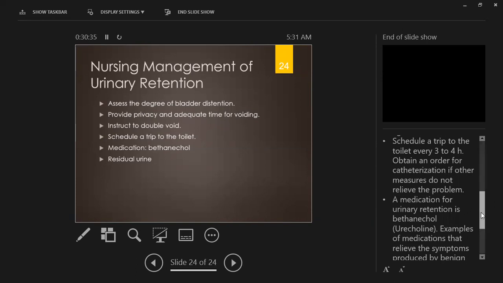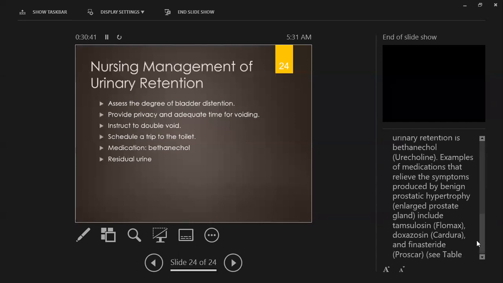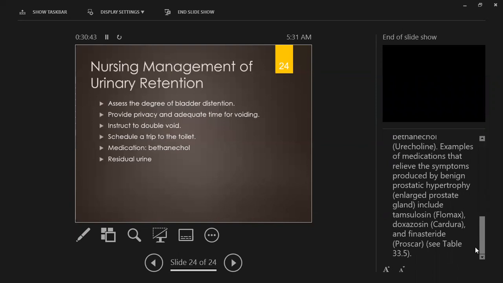A medication for urinary retention, we already talked about, bethanechol. Examples of medication that relieve symptoms produced by benign prostatic hypertrophy or enlarged prostate gland include Flomax, which is tamsulosin, or doxazosin, Cardura, or maybe even finasteride or Proscar. These medications help to dilate the urologic tubules, and they allow an increased excretion of urine.